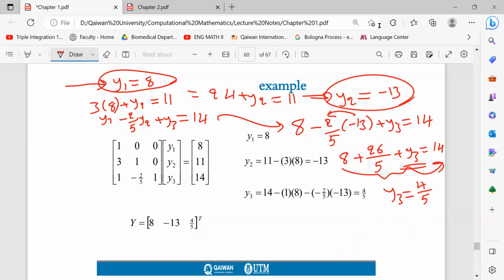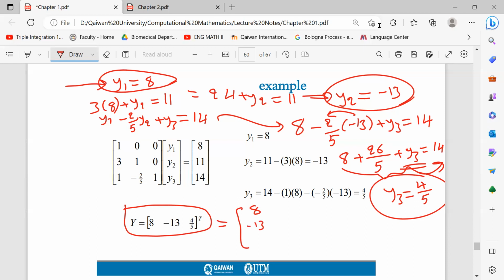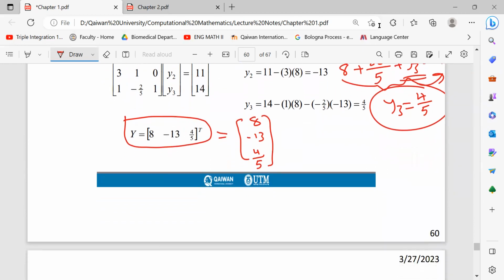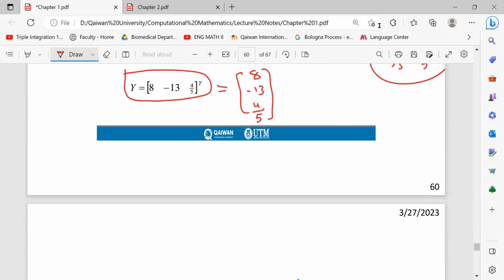That's it. Now, these are y1, y2, and y3. What's y? Y is the transpose of this matrix, or y is 8, minus 13, 4 over 5. This is y. That's how to find y. By multiplying L by y equals b, we get the values of y1, y2, and y3. Then we use y to get the value of x: x1, x2, x3.